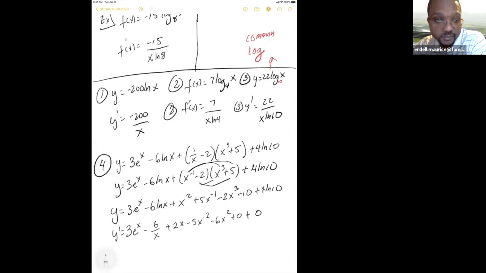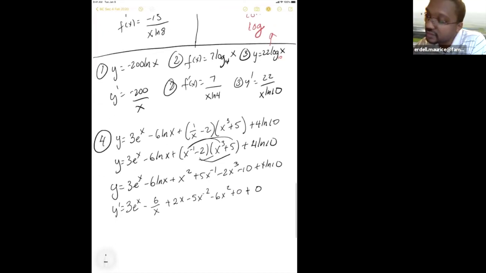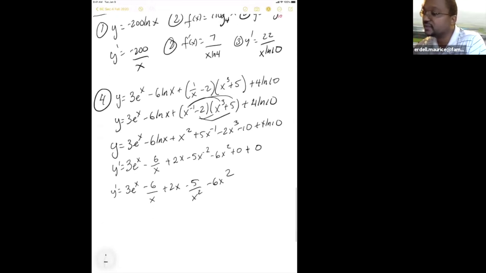Okay? So of course, my final answer is going to be y prime is equal to 3e to the x minus 6 over x, the piece most people got, plus 2x minus 5 over x squared minus 6x squared. And that's the derivative of my fancy problem. Questions there?